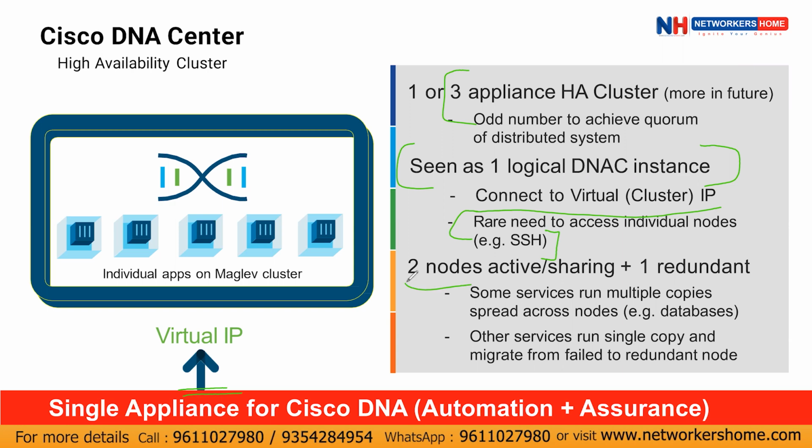So if you see, two nodes are active and sharing, one is redundant. Some services are running multiple copies. Like there are 20 services running on node 1, so there might be 20 services running on node 3 as well. Because the database replication is continuously going on, we cannot identify which service has been accessed on which specific DNA node, whether it is 1 or 3, because it is highly recommended to use a virtual IP. And other services run a single copy and migrate from the failed node to the redundant one. So if the second one fails, the third one takes over.